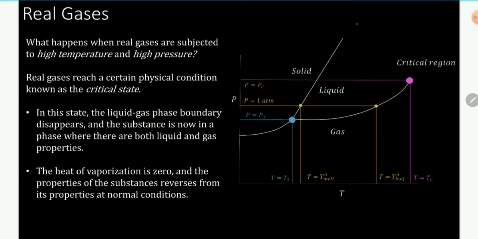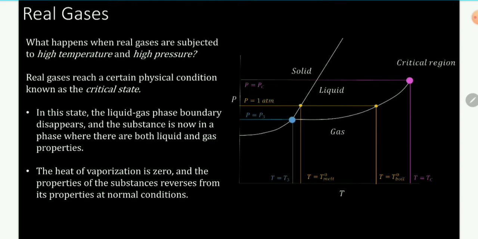So, sa critical region, nawawala na yung liquid-gas phase boundary. So, this is also called the critical state kasi yung liquid na or yung substance na form nyo ay hindi na siya liquid or hindi na rin siya gas. Although may properties siya both na liquid and gas. So, at the critical region, nawawala yung phase boundary. So, hindi na kailangan ng energy para mag-cross from one boundary to another.